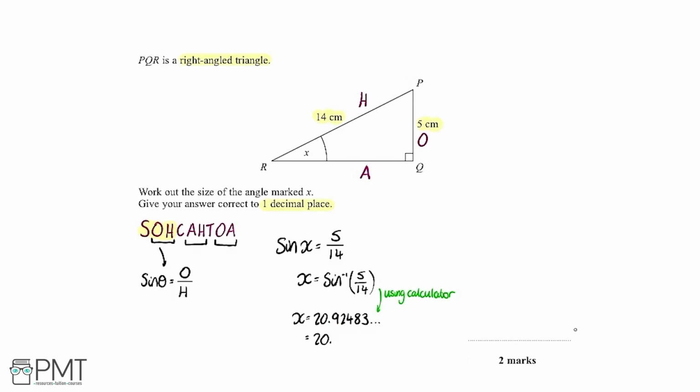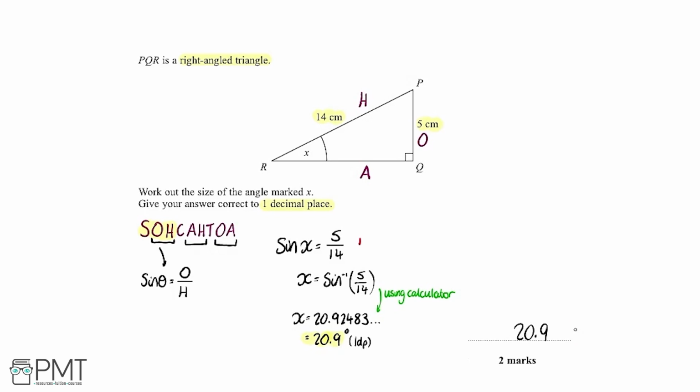If it's 5 and above, we would take this number and raise it up 1. If it's less than 5, we would keep it the same. So 2 is less than 5, so we're going to keep the 9 the same. And we've got 20.9. And that's the answer to 1 decimal place. And handily, they've already included our little degree sign here, so we don't need to worry about that.